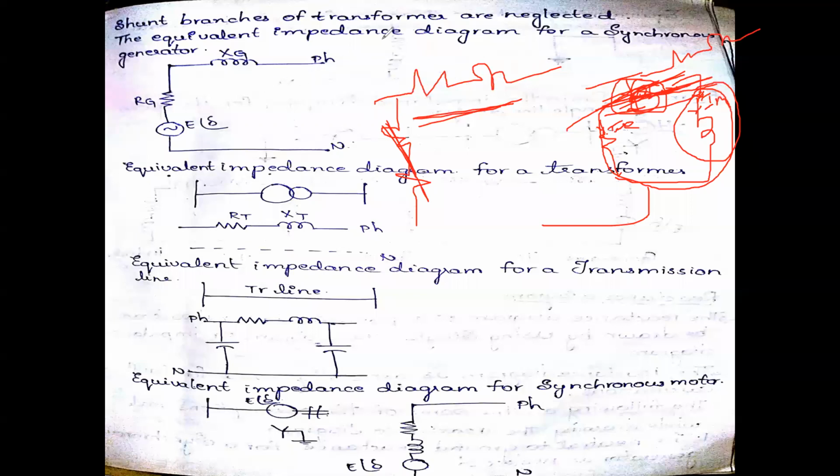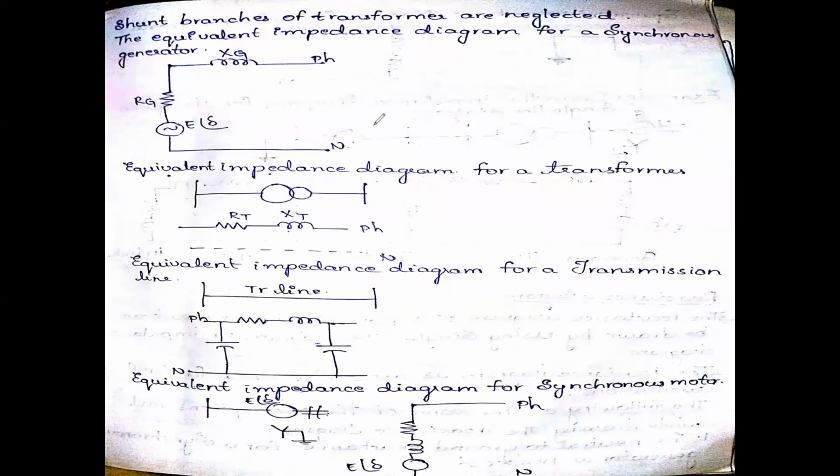Now I am going to show you different components in our electrical systems, and how we are going to draw their impedance diagrams. The first one is the generator. A generator is represented with a series inductor, resistance, and a voltage, and we have the voltage E.